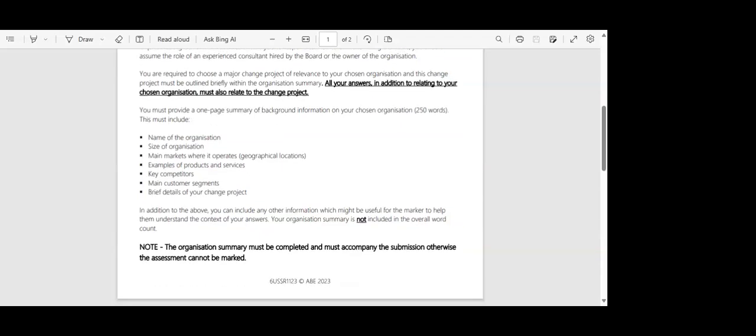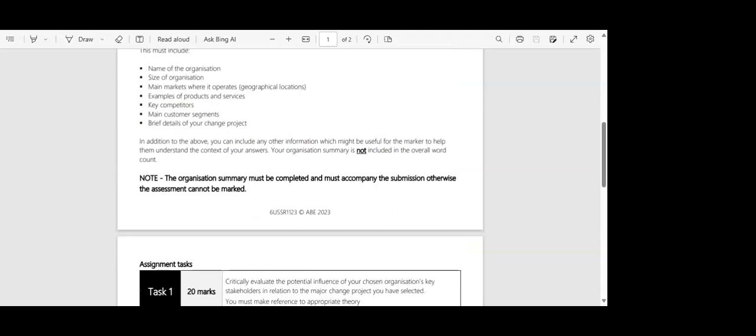The organization summary must be completed and must accompany the submission, otherwise the assessment cannot be marked. Without this you cannot answer the other questions. If you have not done this one, they won't mark your paper. So make sure you write this one. You cannot skip this organization summary.